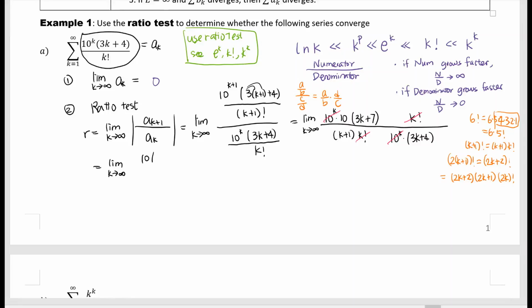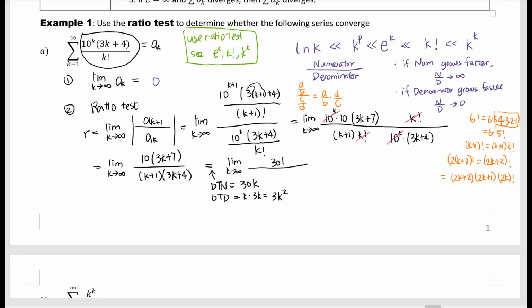Okay, so let's see what the terms are. We have 10 times 3k plus 7 on top. On the bottom we have k plus 1 times 3k plus 4. Well, this is a rational function, right? So the dominant term of the numerator is 10 times 3k, so 30k. The dominant term of the denominator is k times 3k, so 3k squared. So that's why when k goes to infinity, the dominant term is dominant, so we just look at the dominant terms. We can simplify them. So we have 10 over k. Wow, what happened? So we actually get, when k goes to infinity, this is 0.